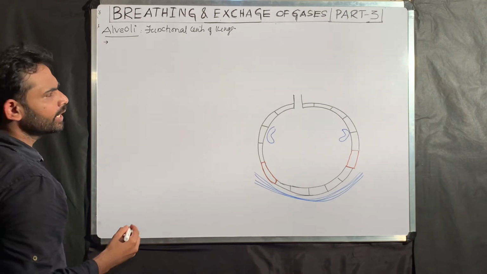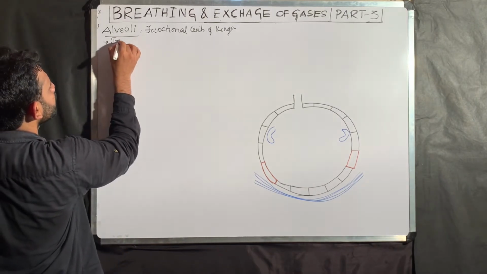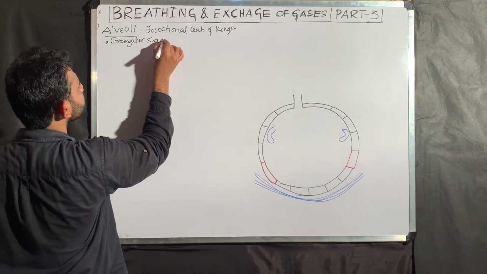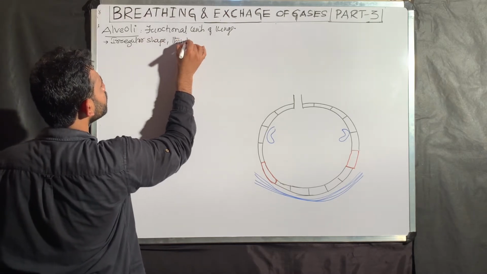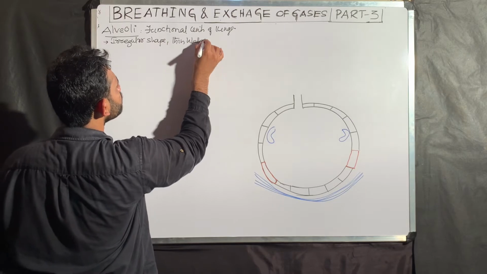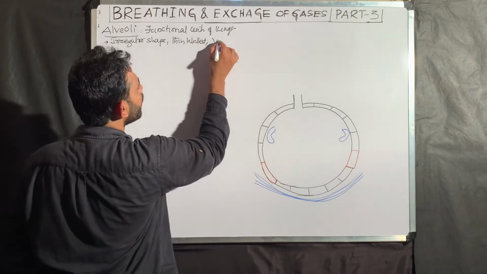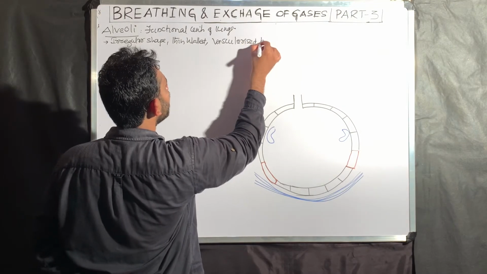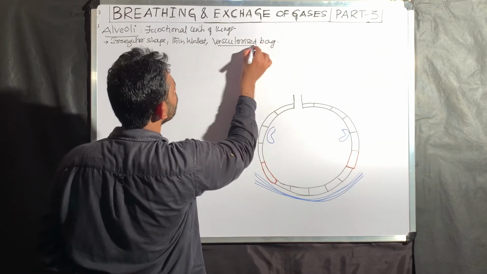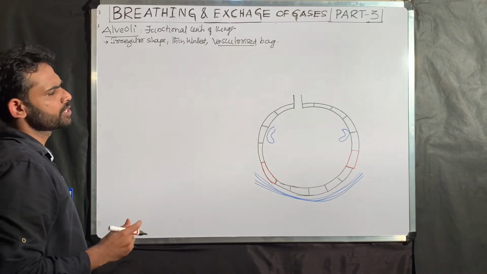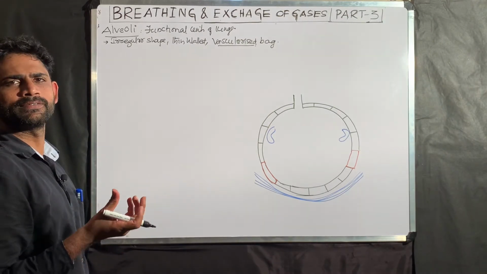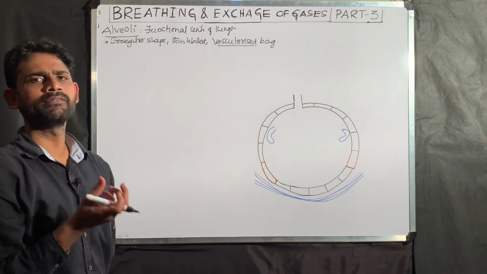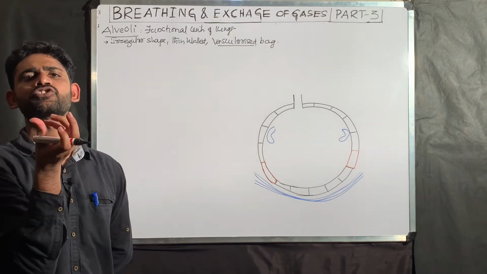These alveoli are irregular shaped, thin-walled, vascularized bag-like structures. What is the meaning of vascularized? These alveoli are associated with the blood vessels, blood capillaries. That is a vascularized bag-like structure.